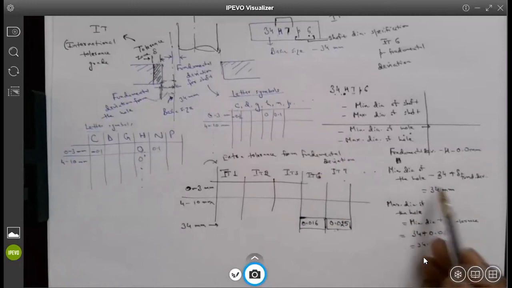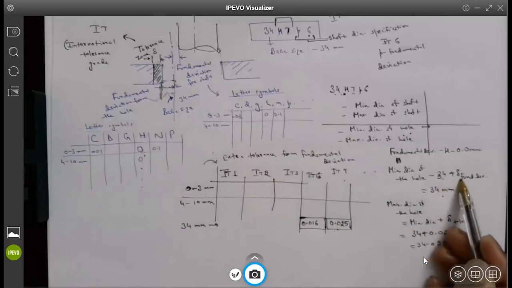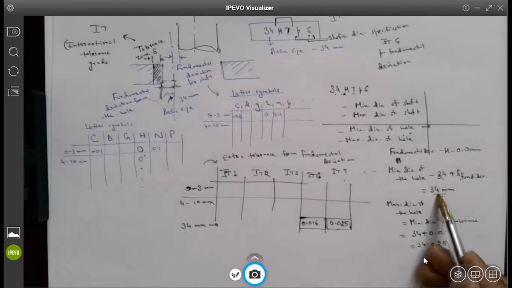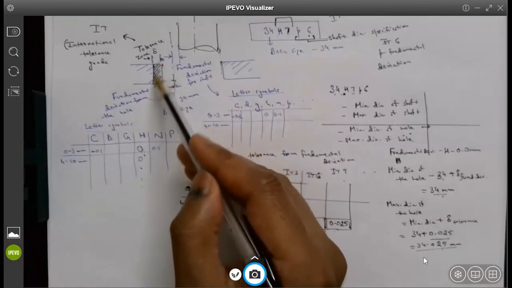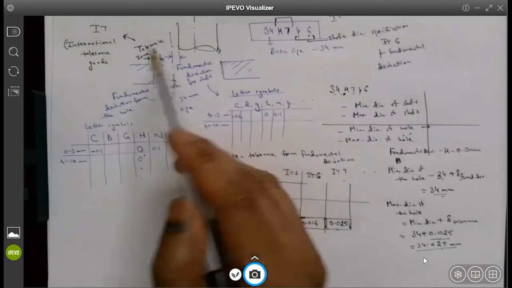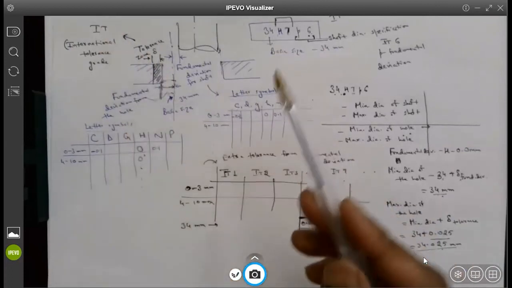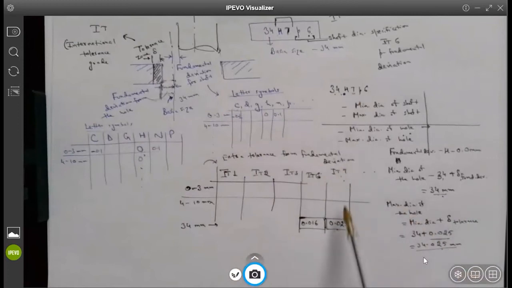So remember, minimum diameter is given by the basic size plus the fundamental deviation. On top of that, I am adding some extra tolerance, which is given by IT7, which is 0.025. This is the extra tolerance I am providing based on my IT number, the international tolerance grade number 7. So this is the extra tolerance from the minimum diameter. The minimum diameter is given by this number, and the maximum diameter would be on top of that, adding the tolerance zone that you have.